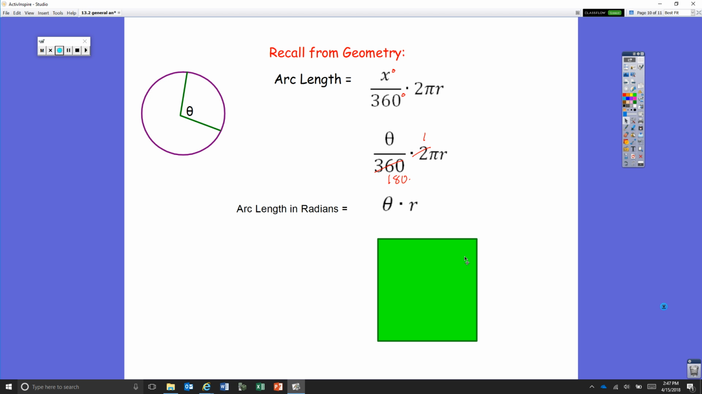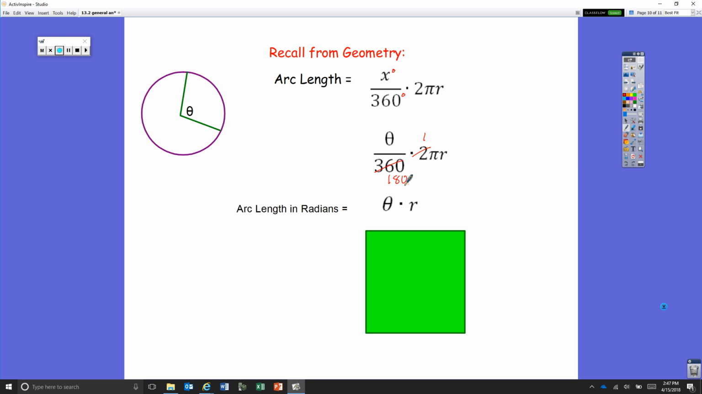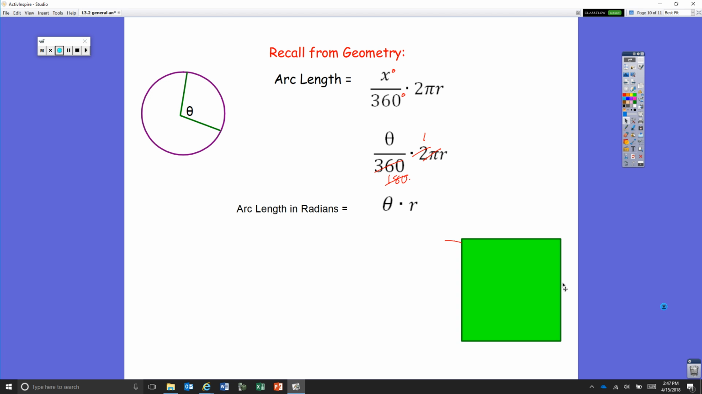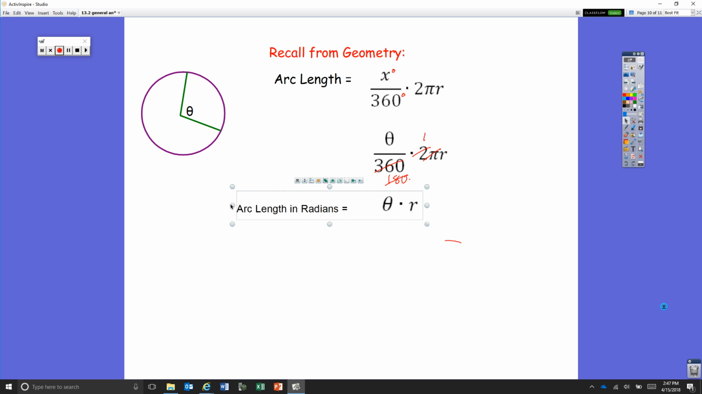So we can say that these two would reduce each other out, because pi radians and 180 degrees reduce each other out. So the arc length is theta times your radius.